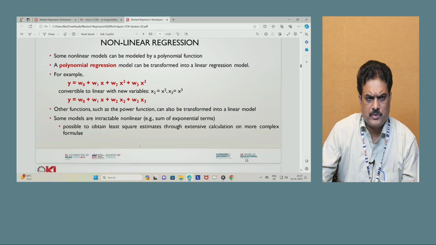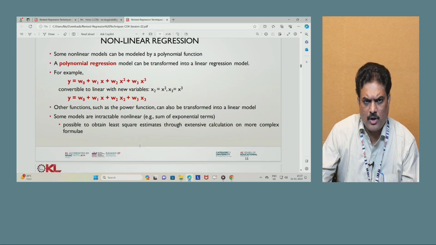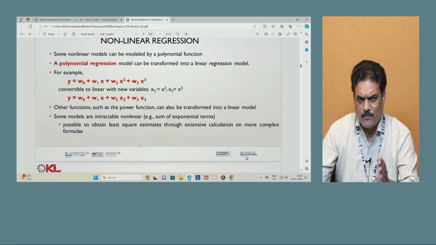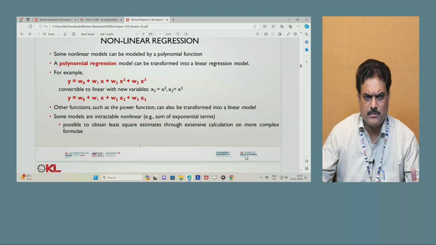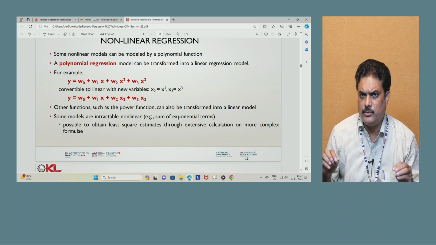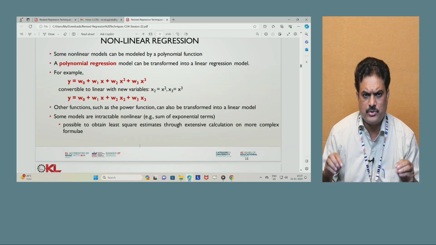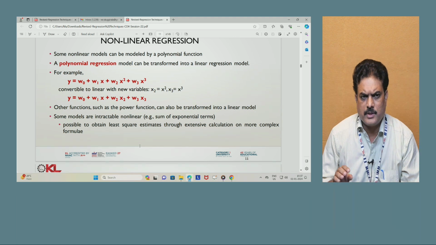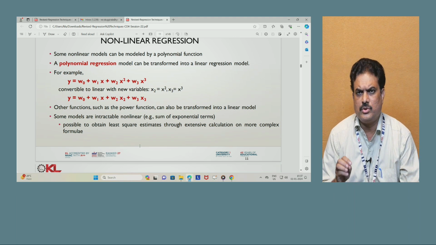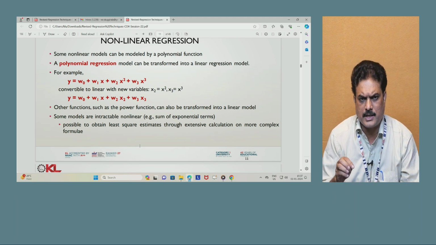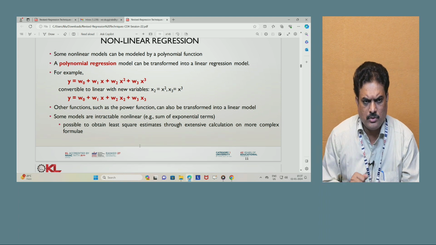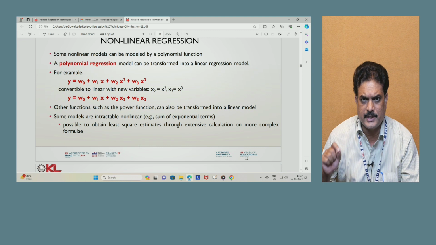Some nonlinear models can be modeled by a polynomial function. A polynomial regression model can be transformed into a linear regression model. For example, y is equal to w0 plus w1 x plus w2 x squared plus w3 x cube, which is convertible to linear with new variables x2 equal to x squared and x3 equal to x cube. So y is equal to w0 plus w1 x plus w2 x2 plus w3 x3. Other functions such as power functions can also be transformed into a linear model.